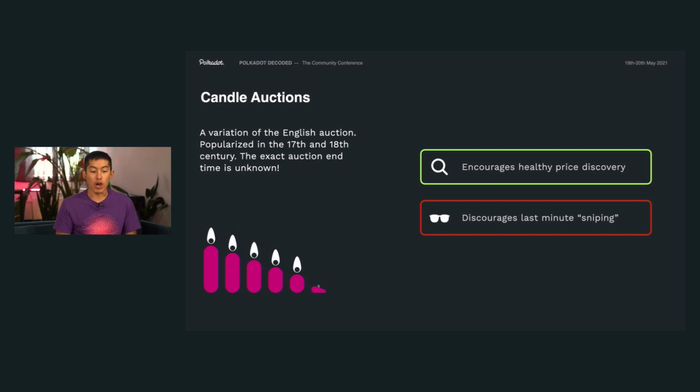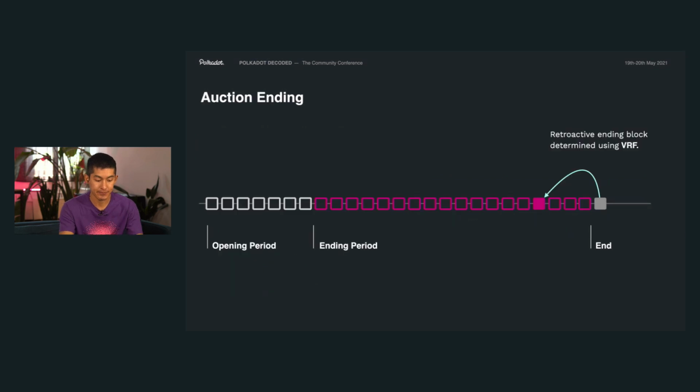You can imagine an auctioneer would light a candle and then start the English auction process. Everyone would be bidding, but if the candle ever went out, the auction would immediately end, and even if there were more potential bids, whoever made the last bid would win. This means no one exactly knows when the auction would end. Because of that, the process encourages bidders to make each bid as if it was their last. And this, of course, encourages really healthy price discovery early and discourages last-minute sniping: people jumping in last minute, making a huge bid and throwing off all of the economics.